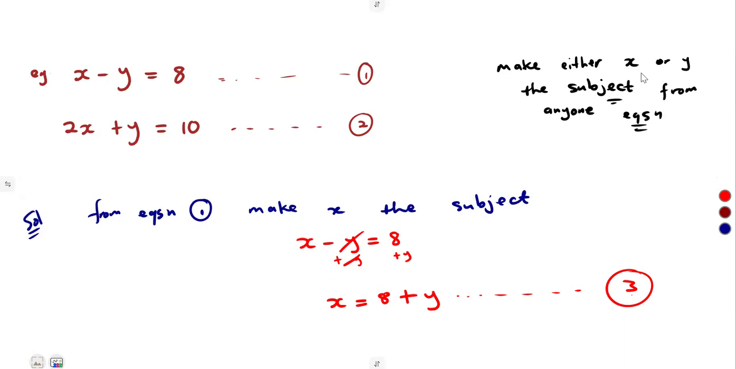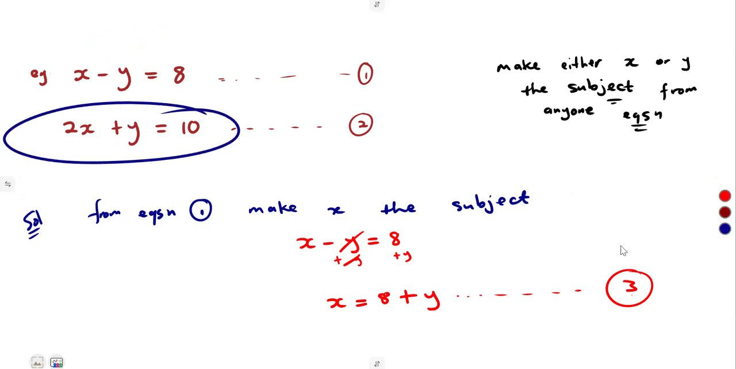So it was either you make x or you make y, from any one, and it's a choice. From the first equation, you could have made y the subject. All right? You take that y to the other side, 8 to the other side. So it was going to be like this: x minus 8 is equal to y. It is your choice. If you make y the subject, you could have made x the subject from equation 2.